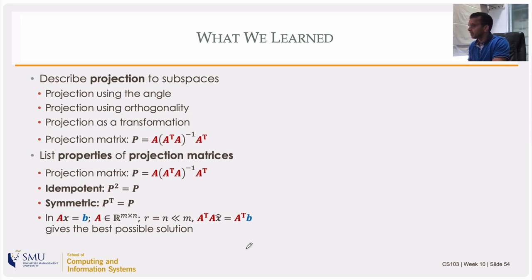And we said that in general, Ax equals b may not have solutions if you have too many equations. But in order to get the best possible solution, all you have to do is multiply Ax equals b on both sides on the left by A transpose. And that gives you the best possible solution, x hat. And then b hat would be the projection of b onto the column space of A. That is A x hat, and A x hat, as you can see, is a member of the column space of A. And the error involved will be a member of the left null space.